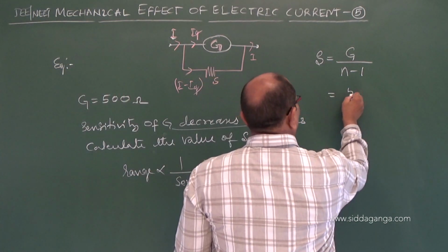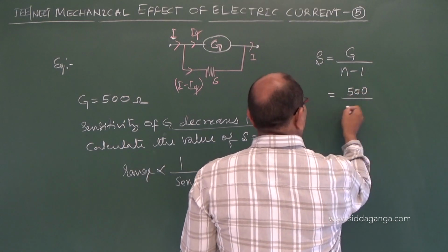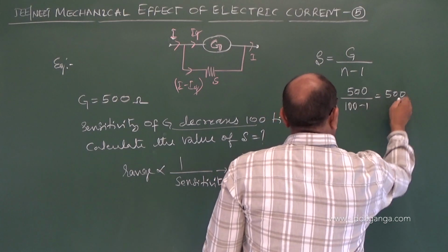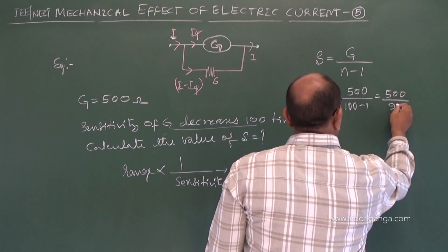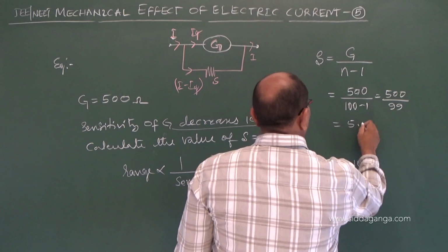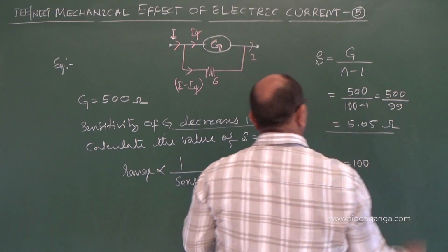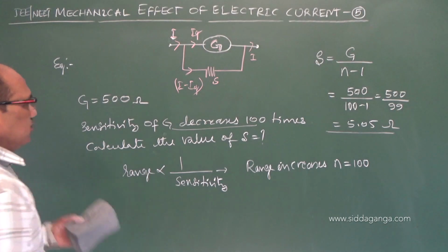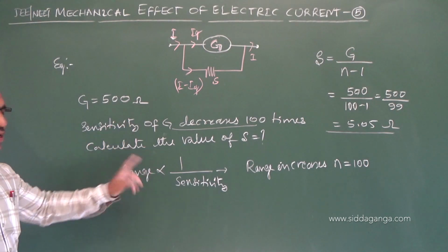N value, 500 by 100 minus 1, 500 by 99, approximately 5.05 ohm. This is the value of S to be connected parallel to G. I hope you have followed this problem correctly.